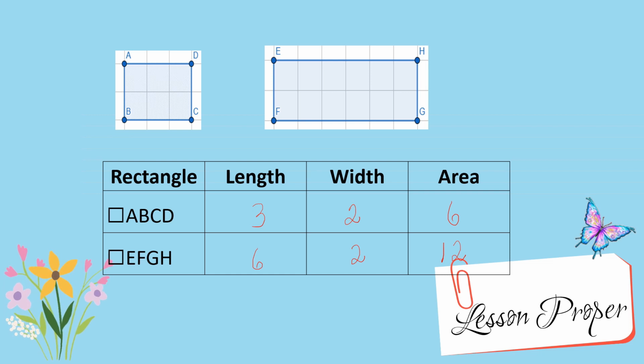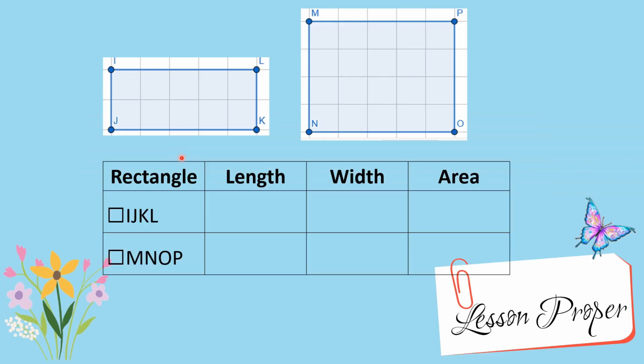So what happens when the length is doubled and the width is unchanged? What happens to the area? That's correct. If the length is doubled, 3 becomes 6, and the width remains unchanged, the area is also doubled. 6 becomes 12, or 6 times 2 is 12.